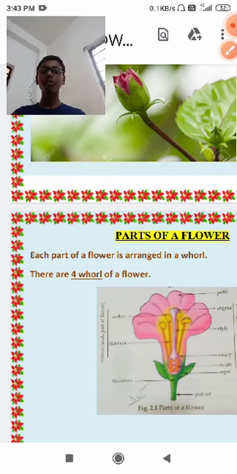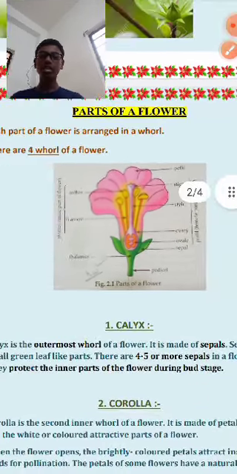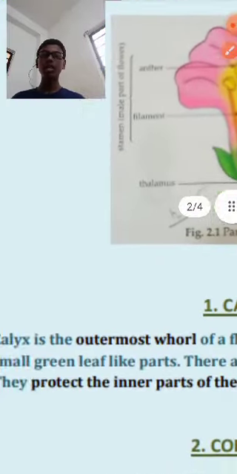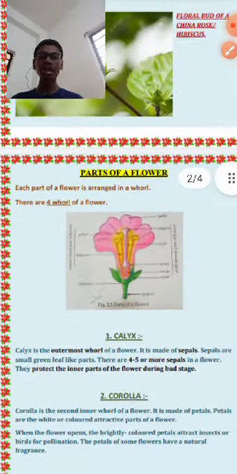Now there are 4 whorls of a flower. This is a very common question: how many whorls are there in a flower? The answer is, there are 4 whorls of a flower. Now this is a schematic diagram given over here. There are 4 whorls, as we already know.